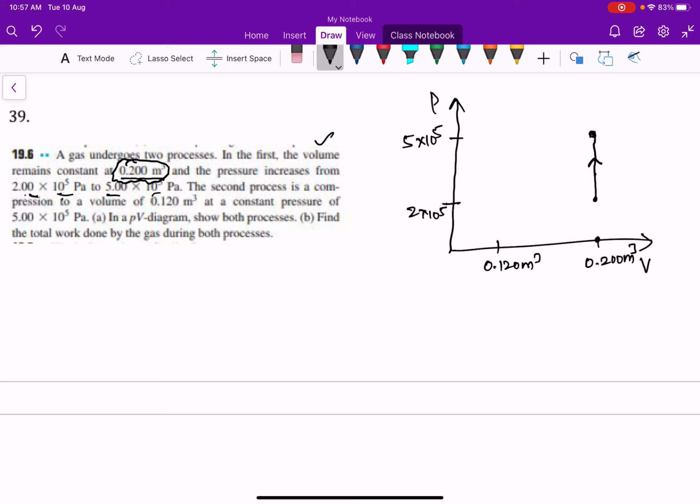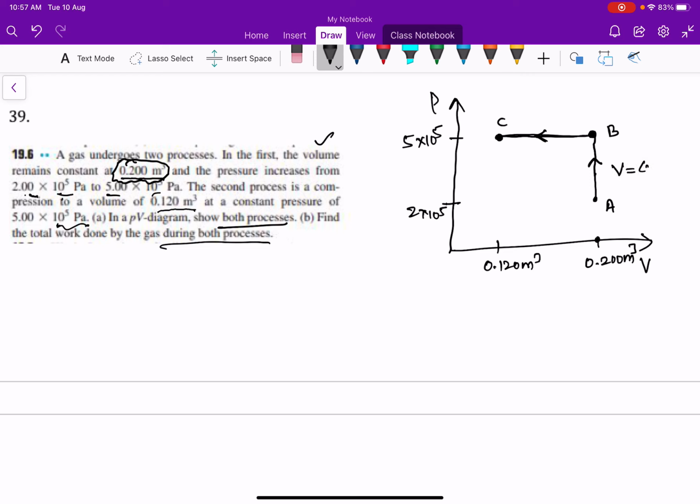The second process is a compression to a volume of 0.120 meter cube at a constant pressure of 5 into 10 to the power of 5 pascals. Next one is nothing but at a constant pressure of 5 into 10 to the power of 5 pascals, the volume is compressed from 0.2 to 0.120. This is the next process. Consider A, B, C. So this is the final step. The system is going from A to B and B to C. Okay, in a PV diagram, show both processes. I have shown it already. Find the total work done by the gas during both processes.